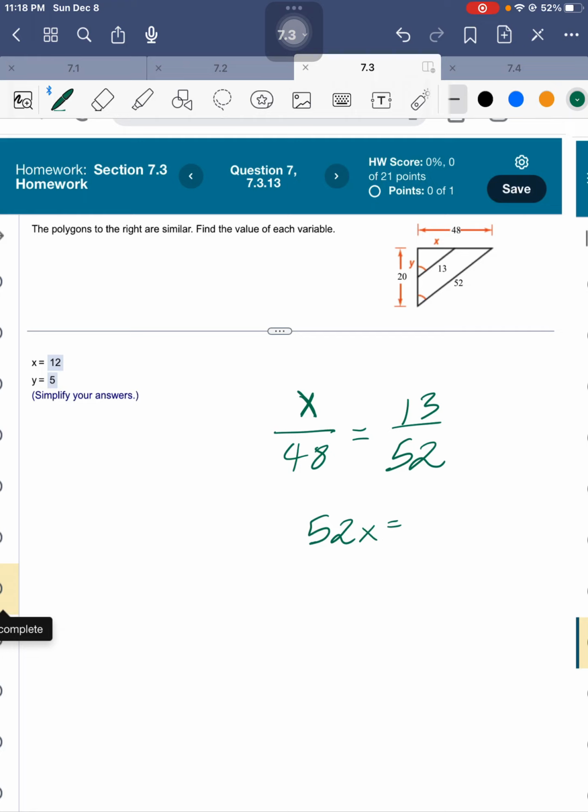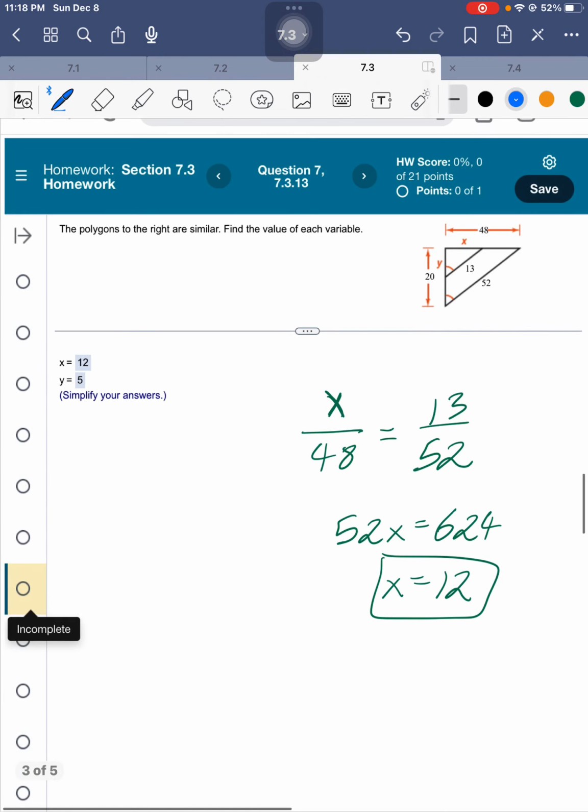So now I'm going to cross multiply, so I'm going to have 52x equals, what is 48 times 13? 624. Now I'm going to divide 624 by 52, and that'll give me 12. And my x is 12, okay?